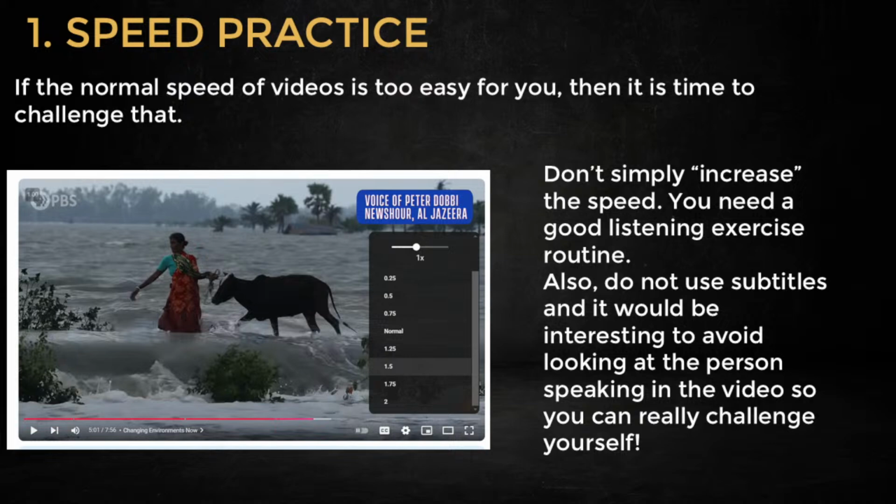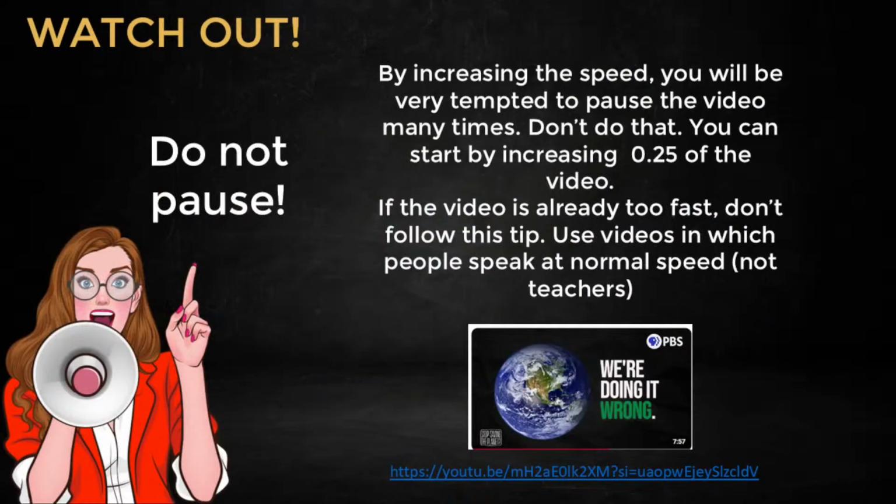As you can see here on the screen, when this is on YouTube, you find a video, you can increase the speed to 1.25, 1.5, 1.75, and 2. That's at 1.25, okay? 0.25 plus the regular speed, and you're good to go. You don't need to go crazy with the speed. But again, if the video is already too fast, you don't need this.